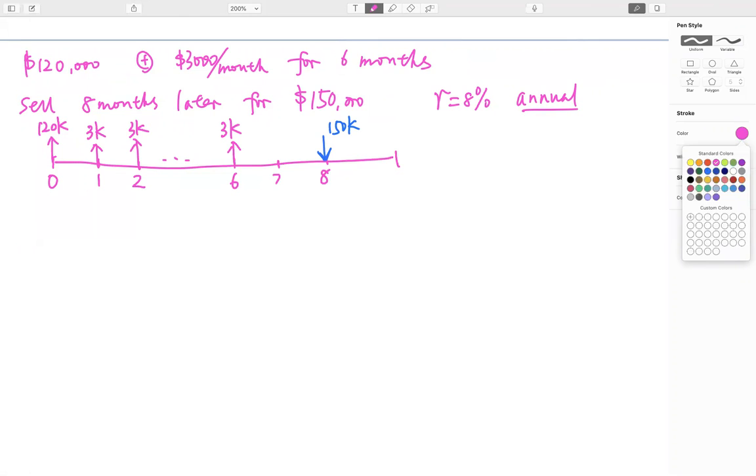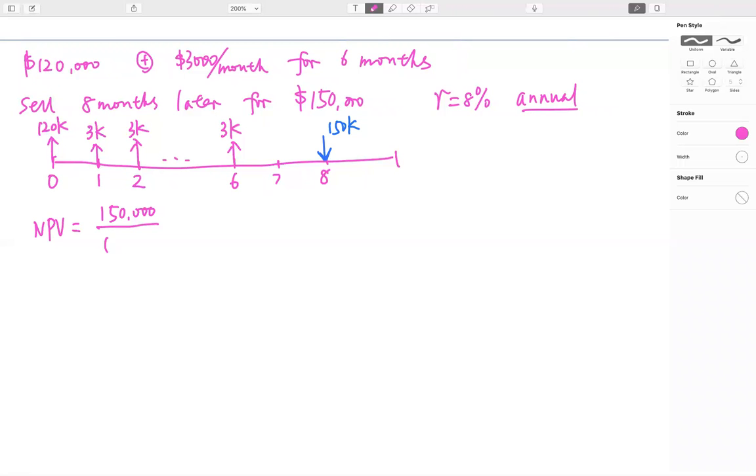Right, inflow is easy, right? So in order to do NPV, we need to know the present value of all the money we are supposed to receive. So 1 plus 8%. We discount for 8 months. So it's 8 divided by 12. So this is easy, right? And then we need to minus all the present value of cash outflow. So first of all, we are paying this amount at time 0. There's no need to discount.